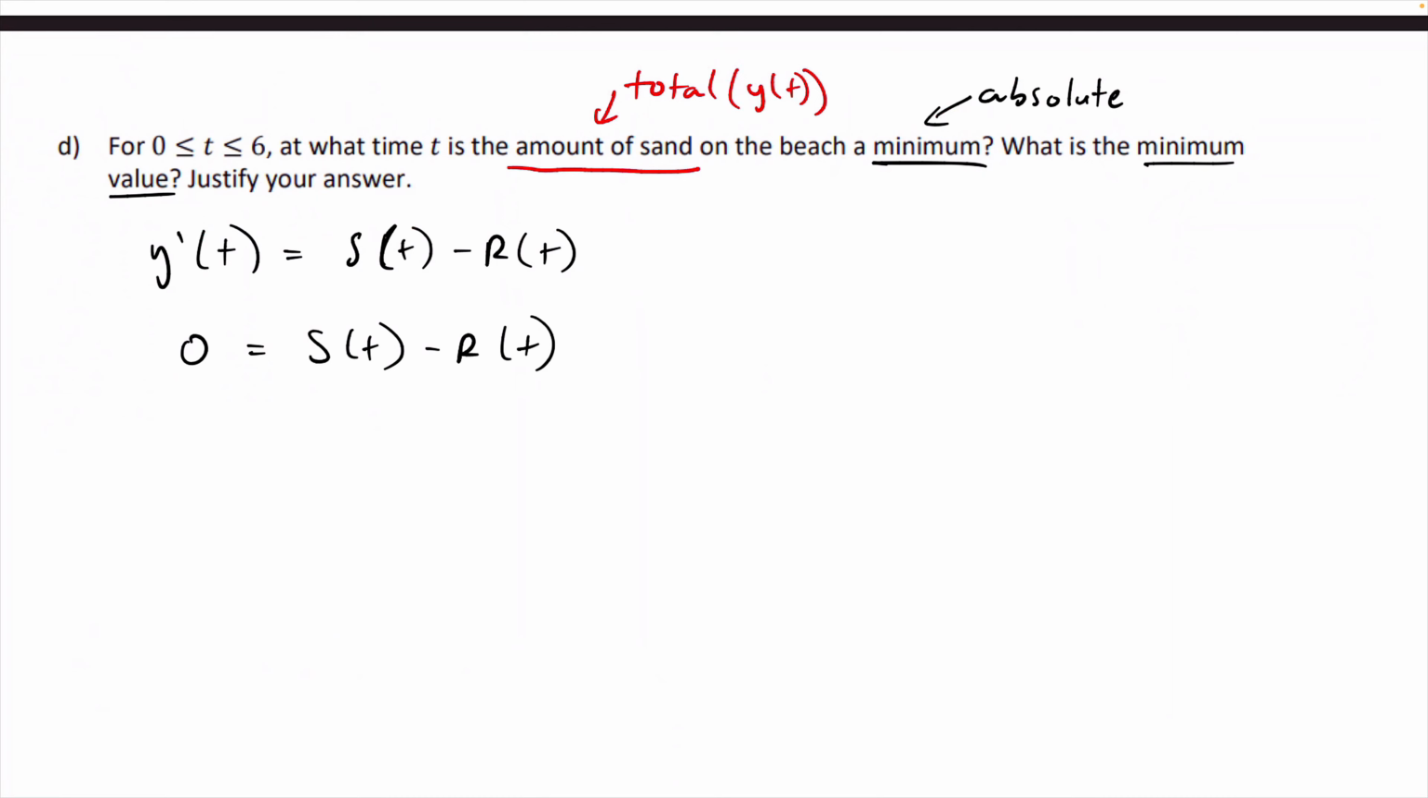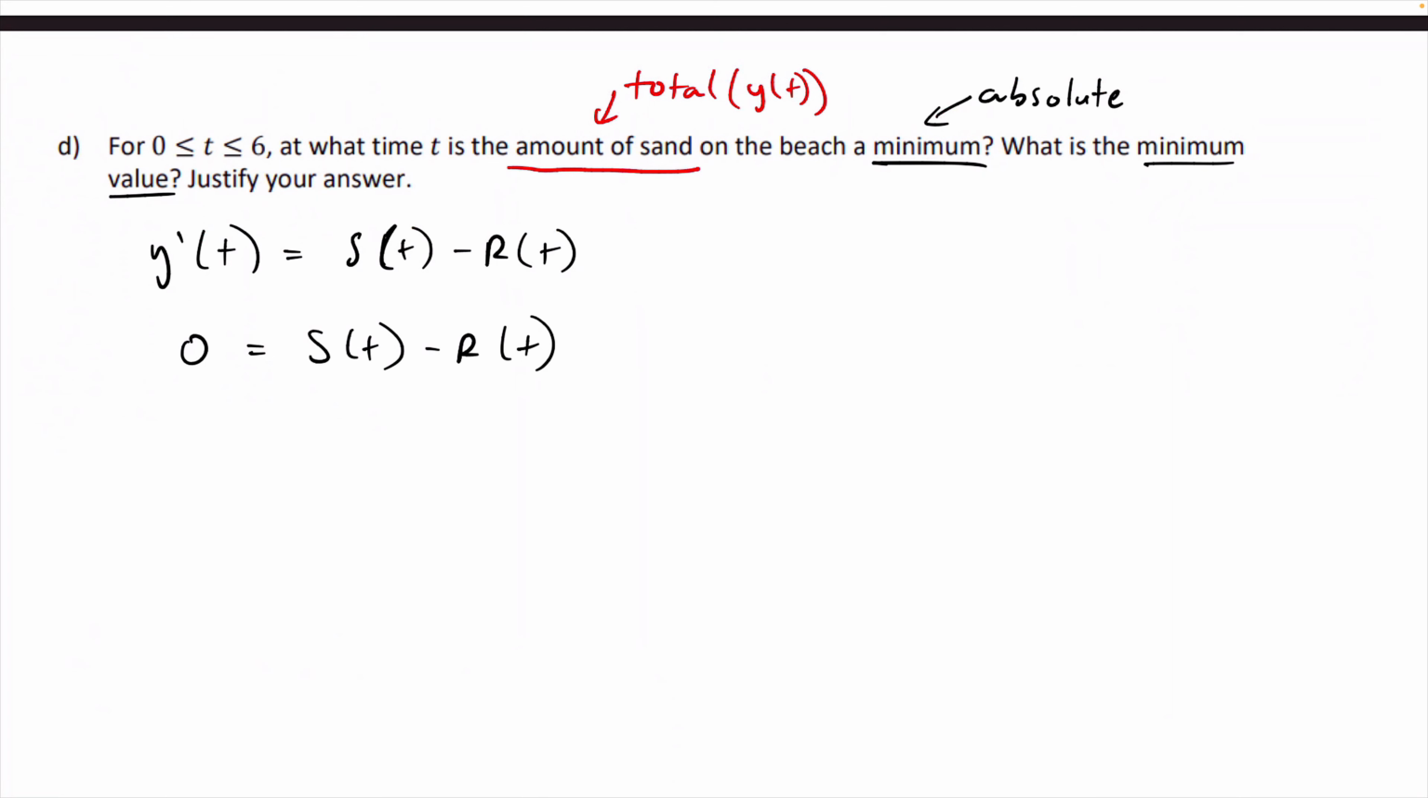Where is s of t minus r of t going to be 0? What does that mean? They're the same. When are s of t and r of t going to be the same? How do I do that? What would be the easiest thing I could use to look at it? Set them equal to each other, right?